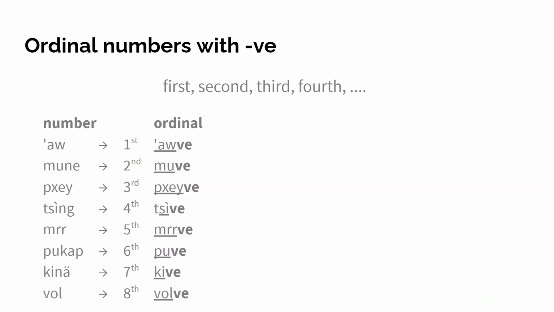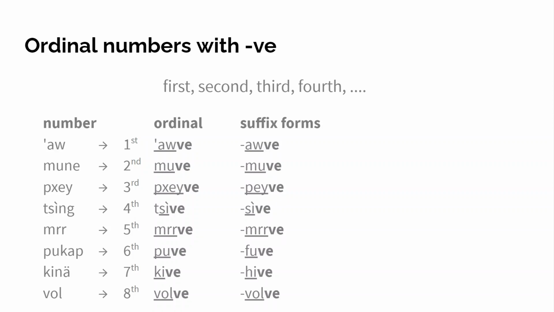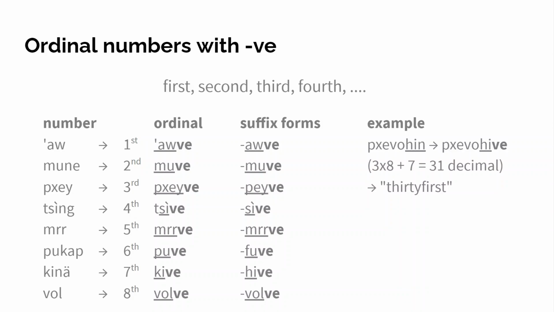If we are using the suffix forms, something similar happens. So it would be auve, muve, beive, seve, mrve, vuve, hive, and volve. So basically it's the same as we had before. With our suffix forms, we just add the v at the end. Let's look at an example again. So evohin, 31 in decimal, 37 in octal, would become evohive, 31st.